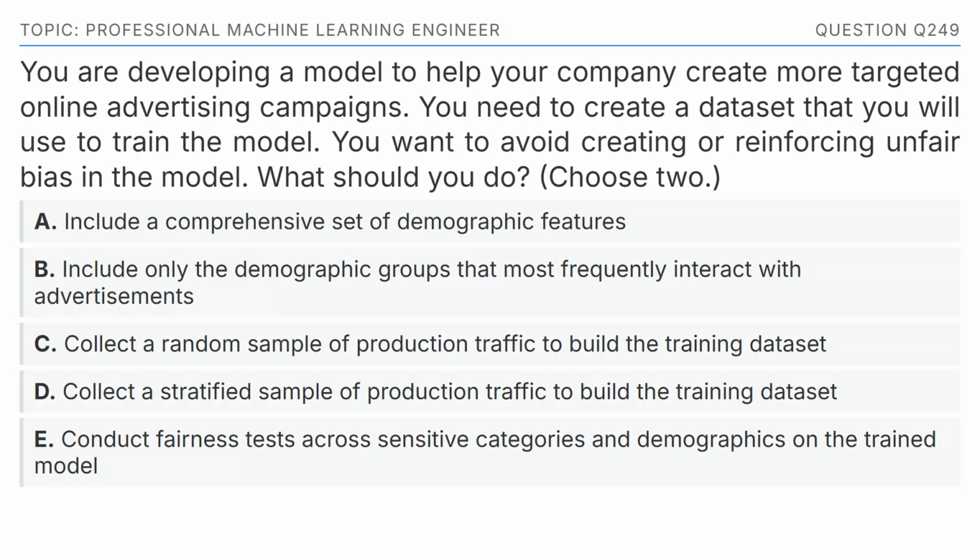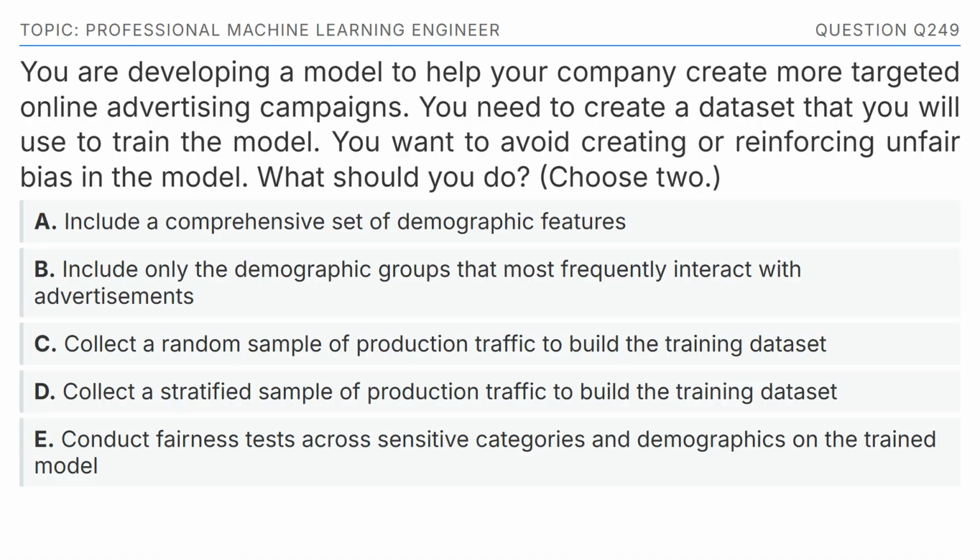You are developing a model to help your company create more targeted online advertising campaigns. You need to create a dataset that you will use to train the model. You want to avoid creating or reinforcing unfair bias in the model. What should you do? Choose 2.